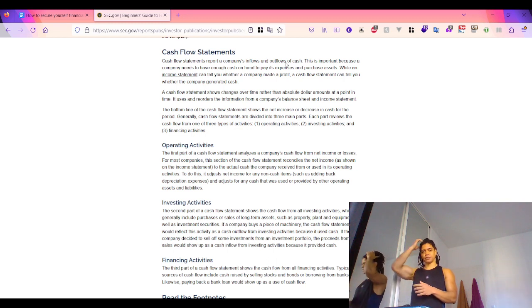Calico is one example of that. It's a longevity company. Also things like SoftBank, which is a Japanese conglomerate that invests primarily in technology companies such as WeWork, Uber. So you get the idea.